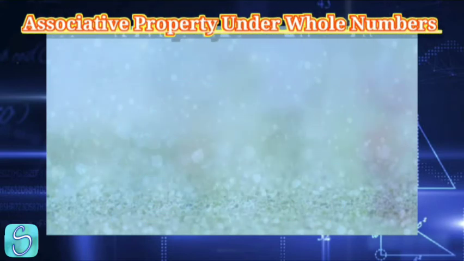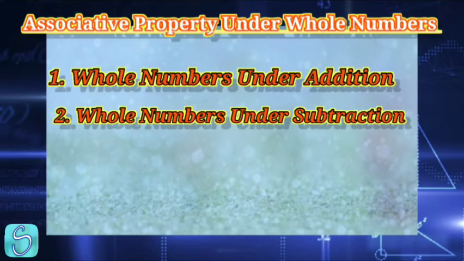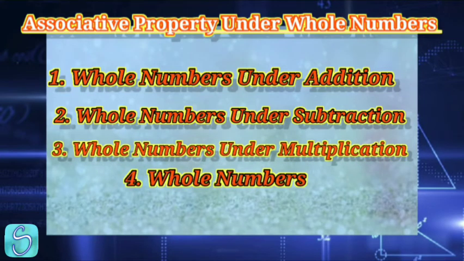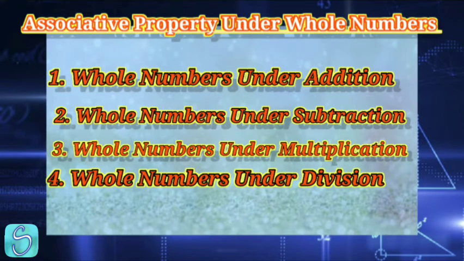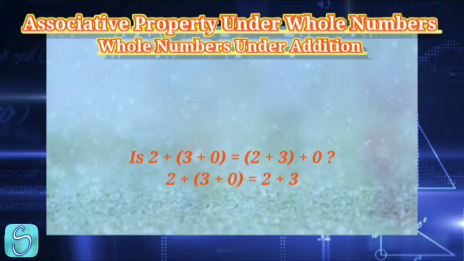Associative property under whole numbers. Whole numbers under addition, whole numbers under subtraction, whole numbers under multiplication, whole numbers under division. Whole numbers under addition: (2 + 3) + 0 is equal to 2 + (3 + 0).